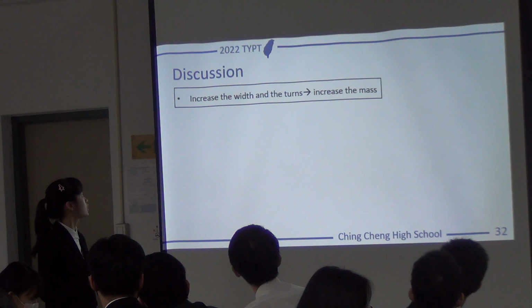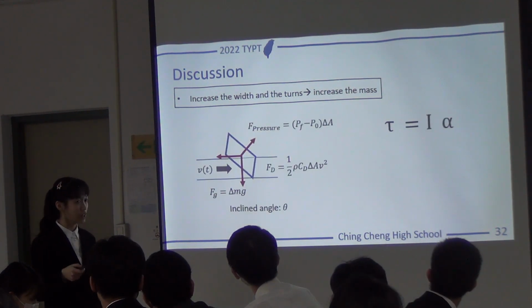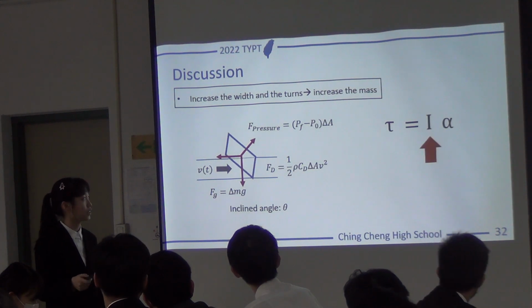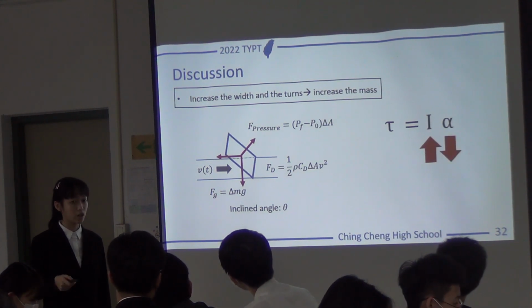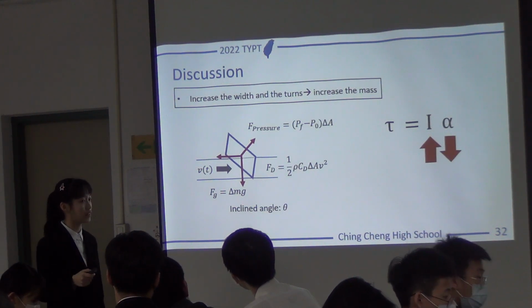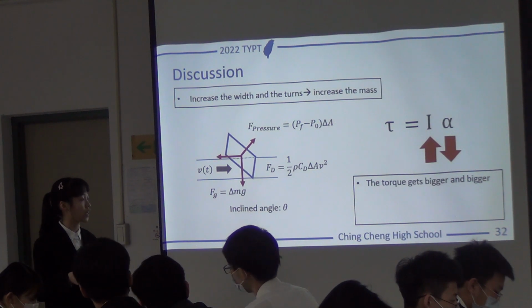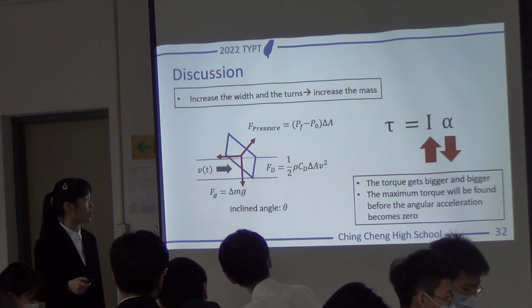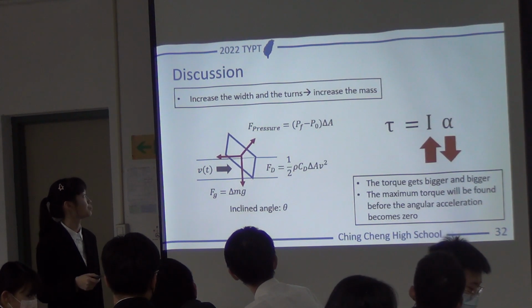Here's another discussion. When we increase the width and the turns, we will also increase the mass. This is the equation of the torque. We found out that the moment of inertia will get bigger and bigger. At the same time, the angular acceleration will become smaller and smaller, and that is our experiment. The data shows the torque will get bigger and bigger. But at the same time, the maximum torque will be found before the angular acceleration becomes 0.